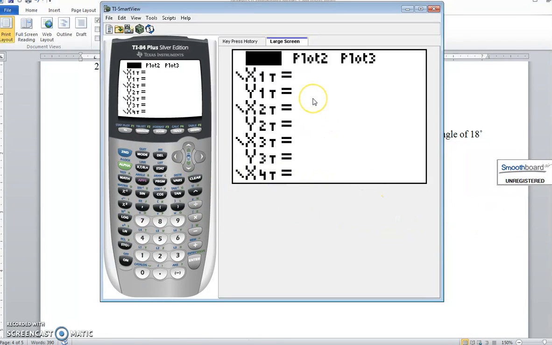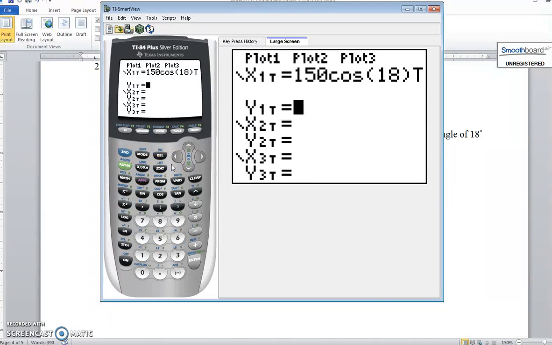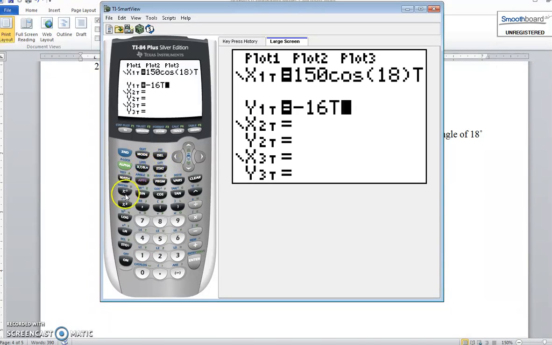Okay, I'm just going to go ahead and type that in. So I would have, let's see here, 150 times cosine of 18, close the parenthesis, times t. And then for y, I have negative 16 t squared plus 150 sine of 18, close the parenthesis, times a t, plus 3.